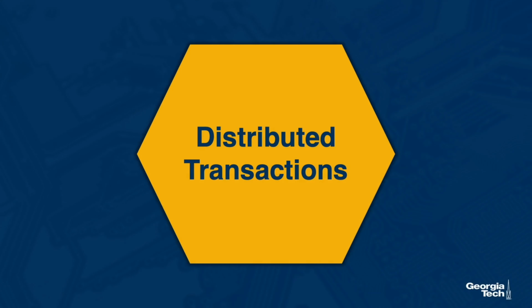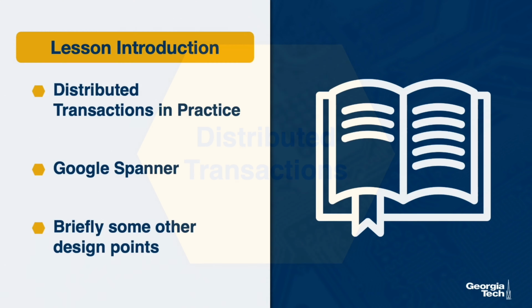In this lesson, we will see how the various concepts we talked about so far come together in providing support for distributed transactions. Specifically, we will look at a system called Spanner developed by and used at Google. We will also touch briefly on a few other design points that are considered in some other solutions to offering support for transactions in distributed systems.